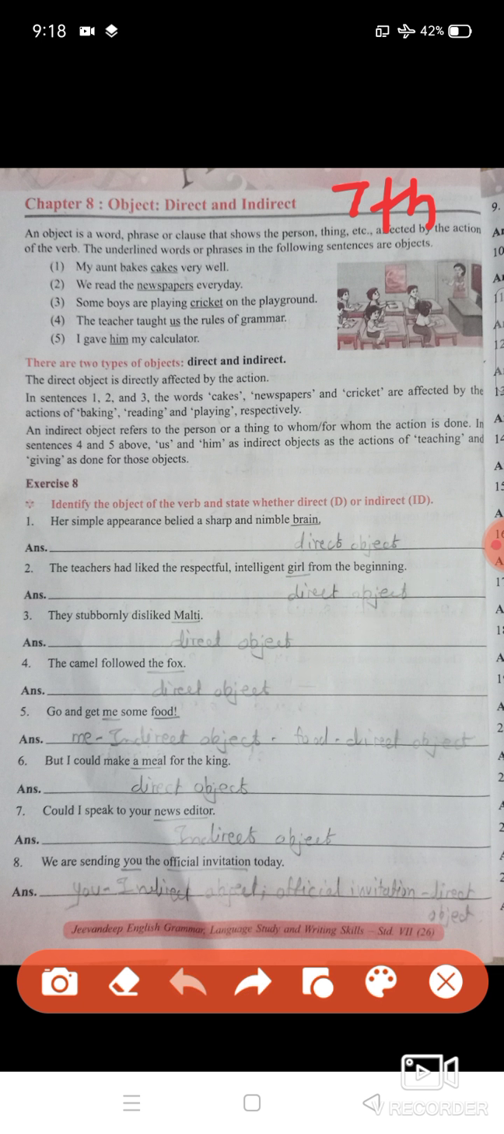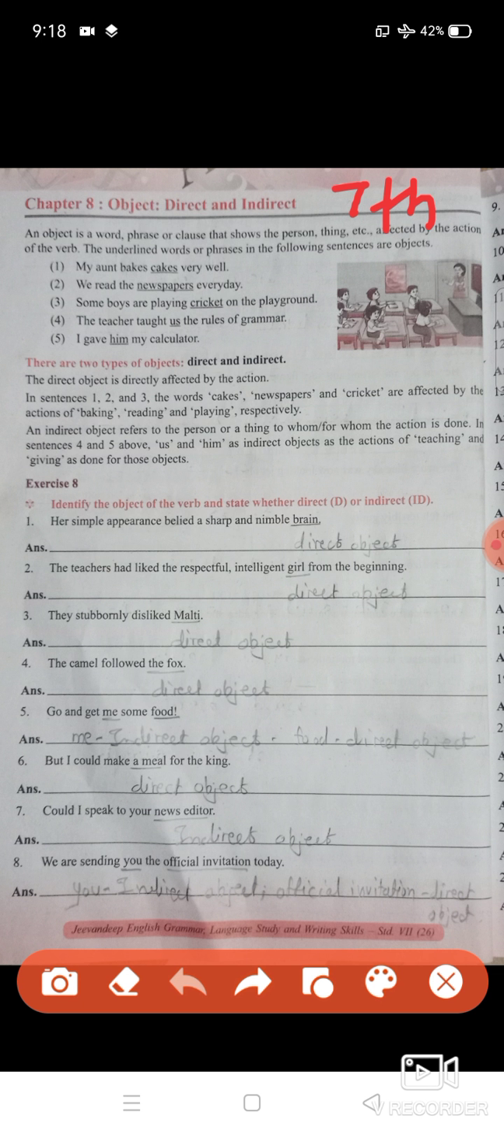Look now, go and get me some food. Me, look now, students, me is the indirect object. Why is it indirect? The action is done for whom? For me, okay. And food is the direct object, affected by the action, get, okay. That's why food is the direct object, students. But I could make a meal for the king. Meal is the direct object.